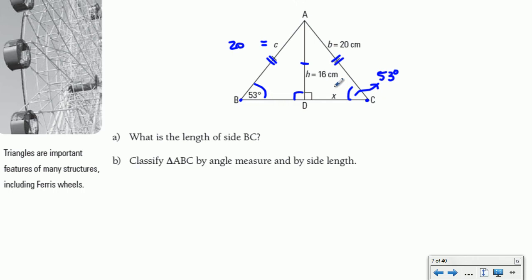Basically, because this is 53 and this is 90, this one's going to make up the rest of it. So that angle up top is going to be 37 degrees. And it's going to be the same for this one here, so 37 degrees. So we could say triangle ADB is congruent to triangle ADC. Because of, and I guess we can just take our pick.